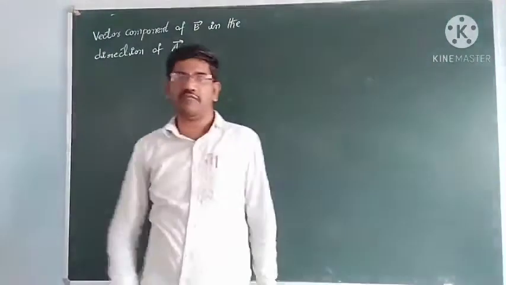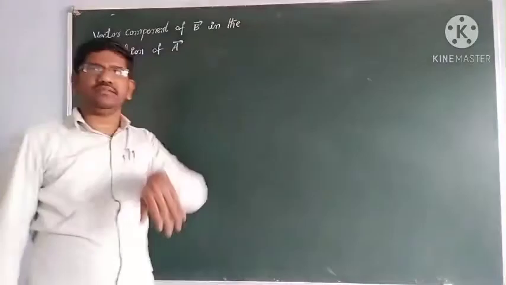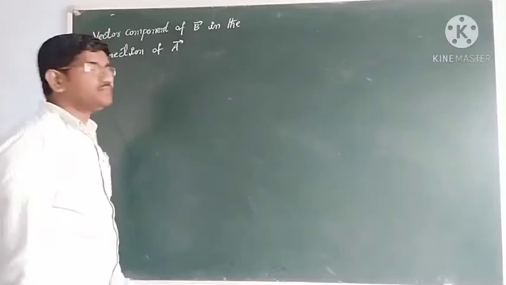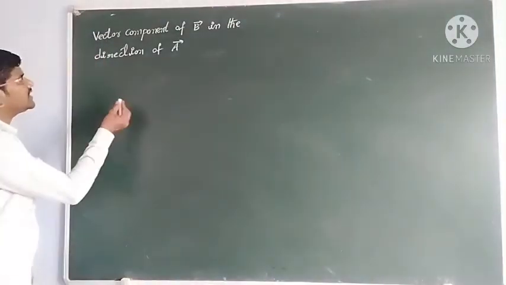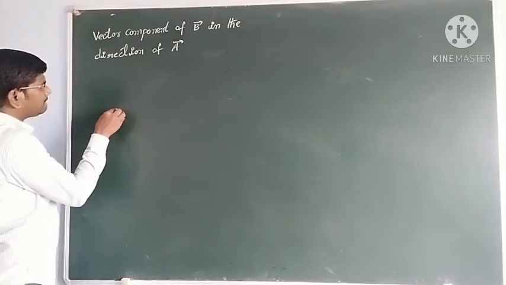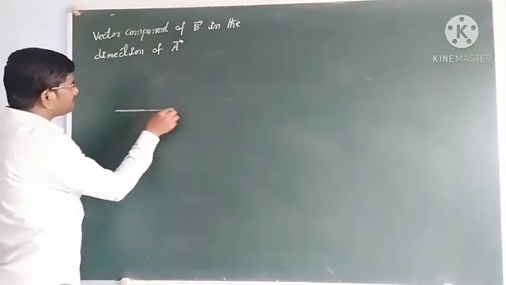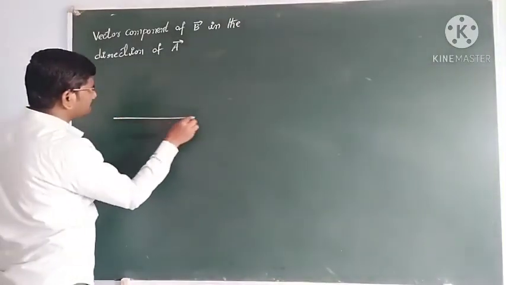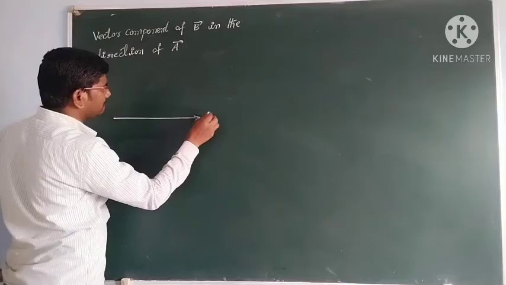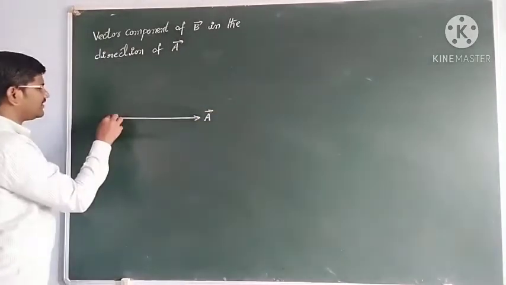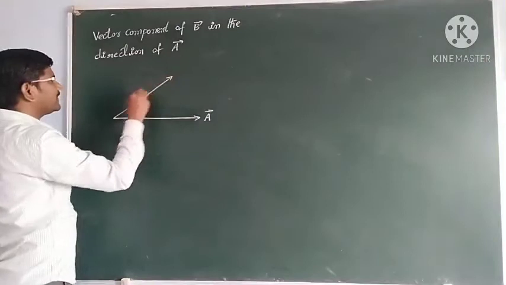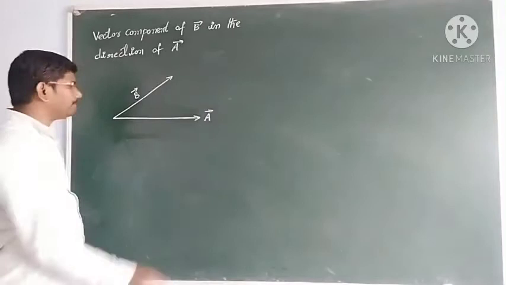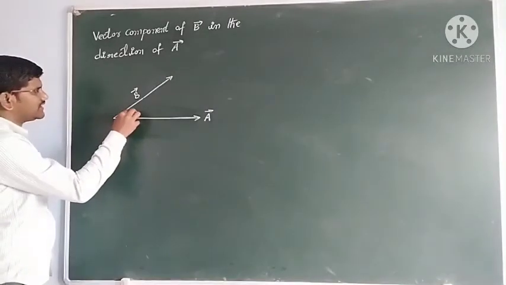A bar in the direction of A bar. That is the given thing, students. Okay. So take here A bar is a vector, and B bar is another vector. And the angle between them is theta.